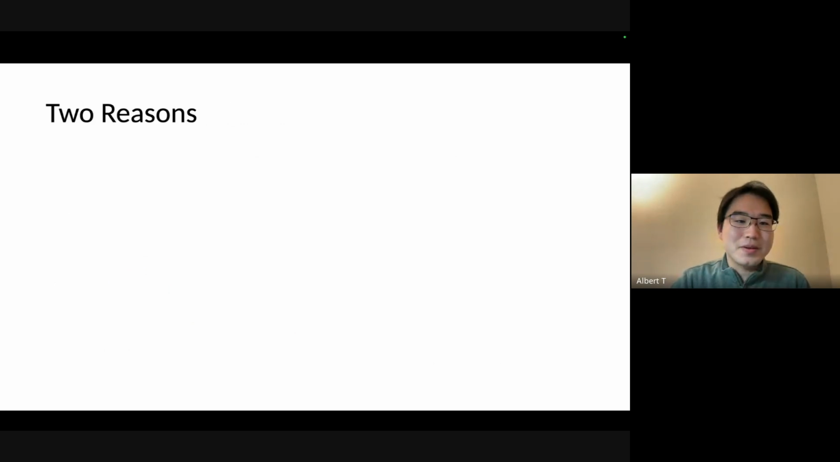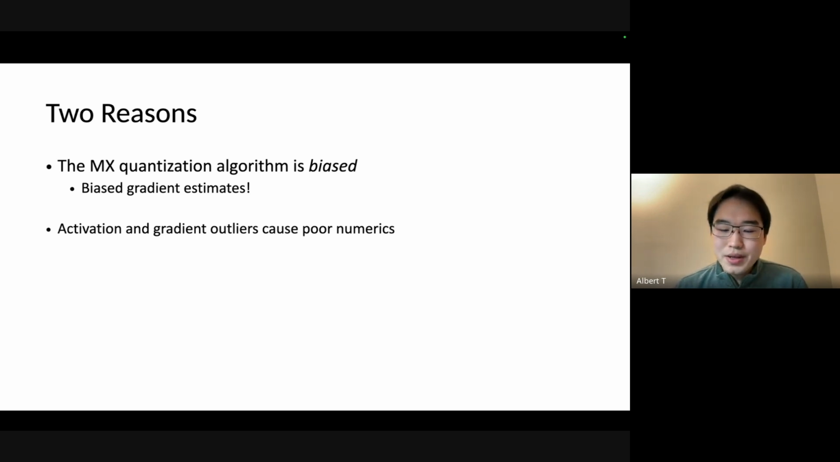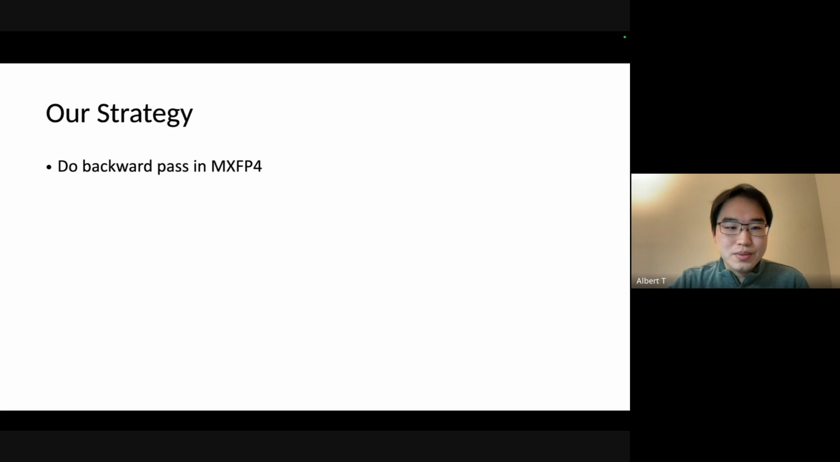Okay, so there's 2 reasons for this, at least 2 reasons that we identified. There's a lot of papers out there that identified other reasons as well. The first is that the MX quantization algorithm is biased. And that gives you biased gradient estimates, which can kill your model optimization just because you have consistently wrong gradient estimates. And the other is that you have these activation and gradient outliers that cause poor numerics. You can fix this in multiple ways, but the way we do it is specifically tuned towards making the MX quantization algorithm unbiased.